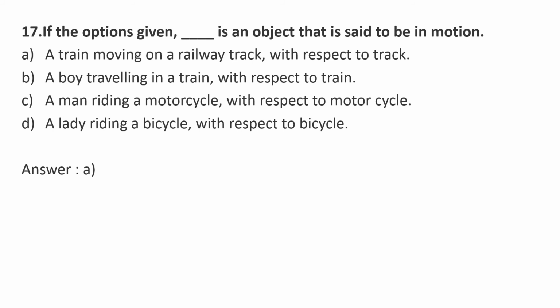While the railway track is stationary, the train moves relative to it. Hence, it is said to be in motion. In the other options, a boy, a man and a lady are stationary with respect to the train, motorcycle or bicycle respectively. However, the train, motorcycle and bicycle are in motion by themselves with respect to the surroundings. So, the answer is option A.